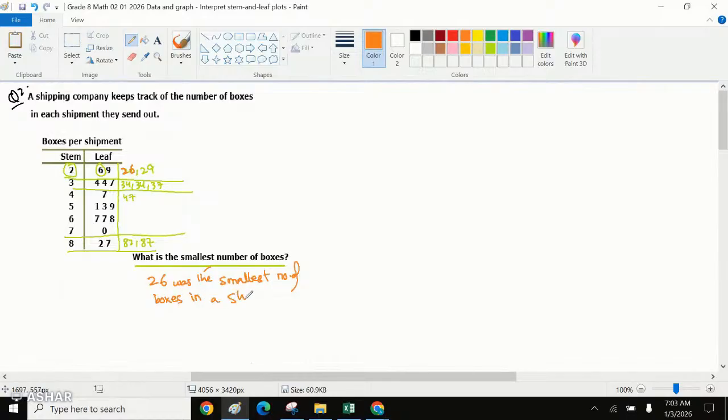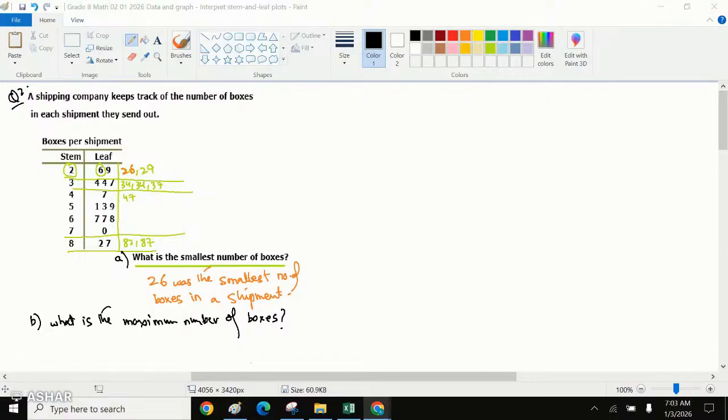right? But at the same time, if we change the question, if this was part A, if I would say the second part of the question, what is the maximum number of boxes in a shipment? So in this question, we want to see the maximum and the minimum, right?